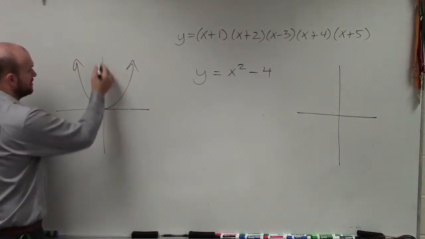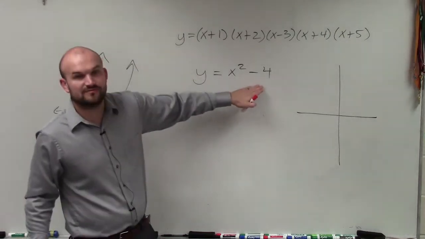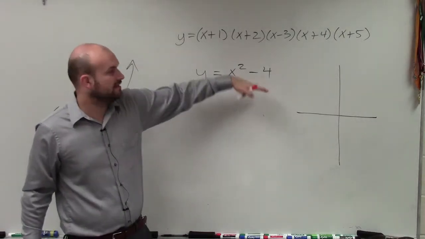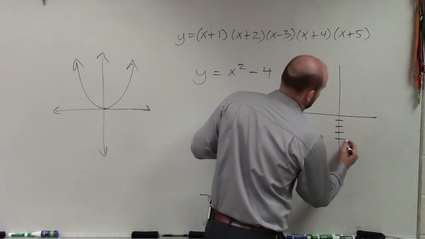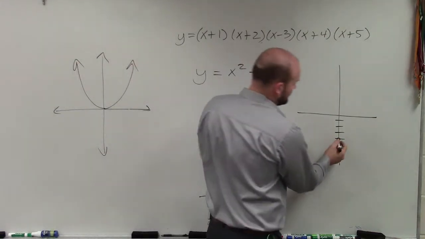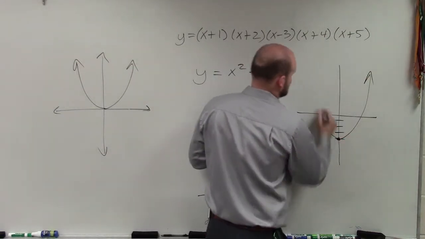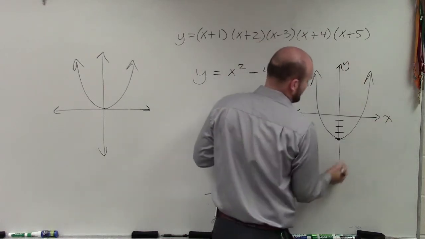Yes, if you remember that. And then if I simply subtract 4, which we're going to be working on today, that's just going to shift the graph down 4 units. 1, 2, 3, 4. So now I take that graph and plot it here with my new vertex. And it's going to intersect at 2 points, right? It intersects the x-axis at 2 points.